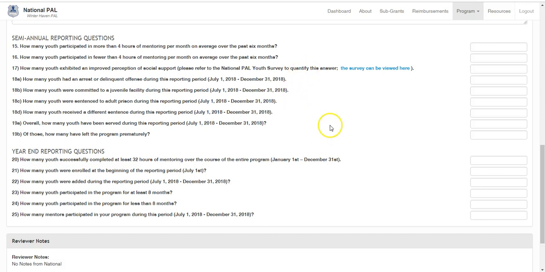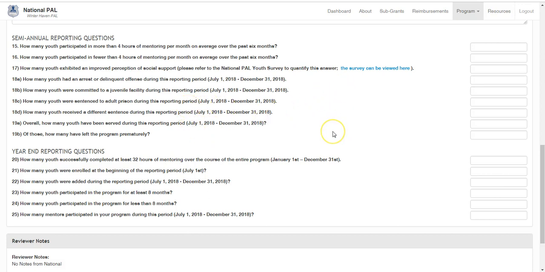For number 18A, how many youth had an arrest or delinquent offense during the reporting period? So that's July 1st to December 31st. If you've completed programming prior to December, you can, of course, just answer this question through the end of November, which of course applies to kind of the rest of these here that you see with this date range.